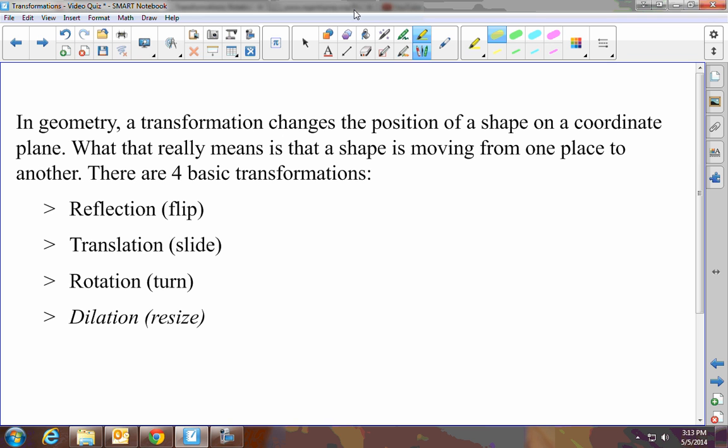First, we are talking about transformations, so let's understand what they are. A transformation changes the position of a shape on a coordinate plane. What that really means is that a shape is moving from one place to another. These are the four types of transformations that we'll cover: a reflection, translation, rotation, and a dilation. And you'll notice dilation is italicized because it's a little different than the others, and we'll talk about that.